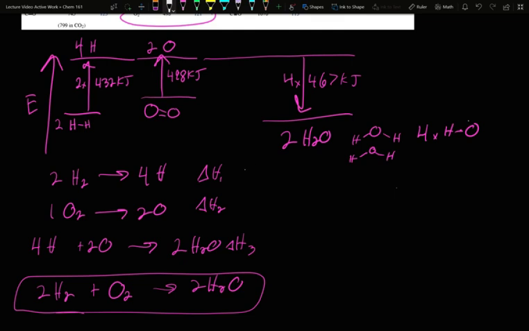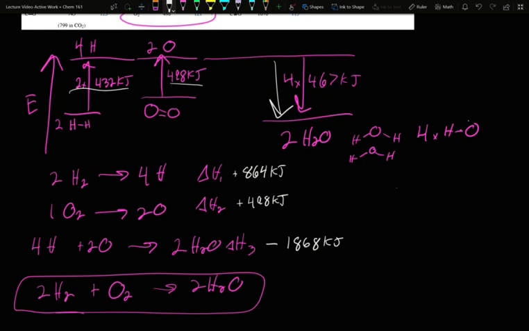Well, our first step here was 2 times 432, so that would be 864 kilojoules positive, it went in. Our oxygen here broke apart, just one of it, so plus 498 kilojoules. And we got a bunch of energy back out. 4 times 467. We're going to find that we have to give away 1868 kilojoules.